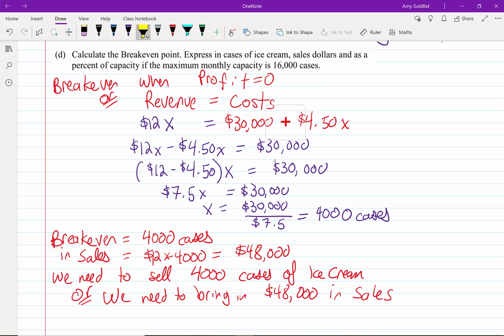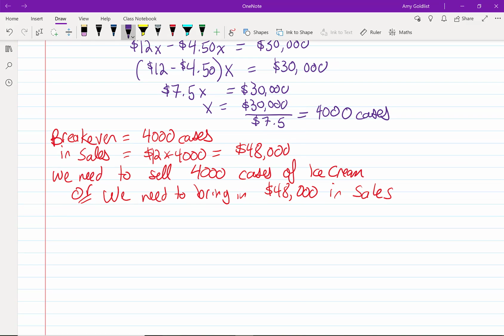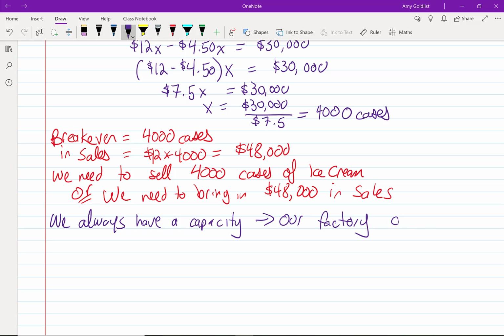Let's look at capacity. We cannot sell 1 million cases of ice cream. We can't because our factory won't work. So we have a capacity. We always have a capacity. So our factory and our staff and all the materials we have can only make 16,000 per month. And there's always a limit.